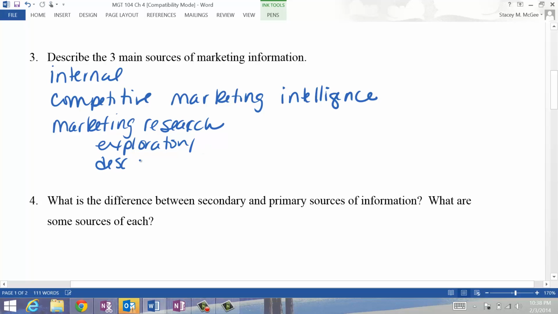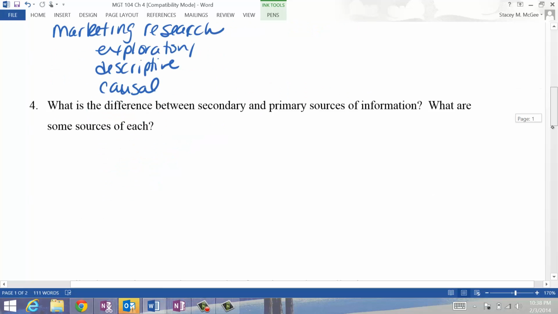It could be descriptive in nature, trying to describe the marketing potential of a certain target market or segment. Or it could be what we call causal, and this is more of a cause and effect type of thing. If I reduce the price by 15%, what will happen to sales? So kind of a cause and effect thing. So those would be the three main types of marketing research.